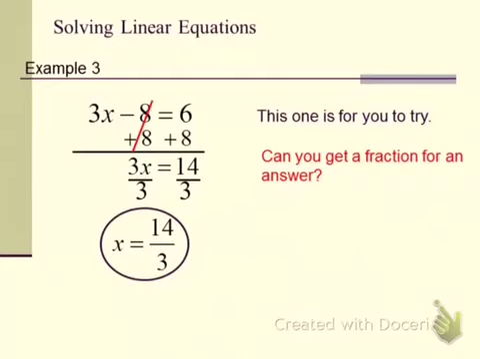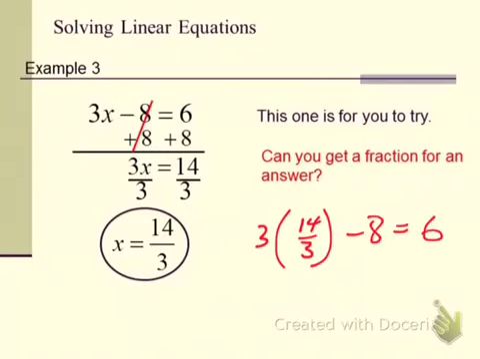Okay? How would we check this one? Plug it into our equation in the place of x. 3 times 14 over 3 minus 8 equals 6. Is that true? If it's true, then we have a good solution. If it's not true, we don't have a good solution. So I can cancel the 3's, and I'm left with 14 minus 8 equals 6, and that is indeed a true statement, so the solution is good. So even when you have fractional answers to your equations, it's easy to plug them into your original equation and check.